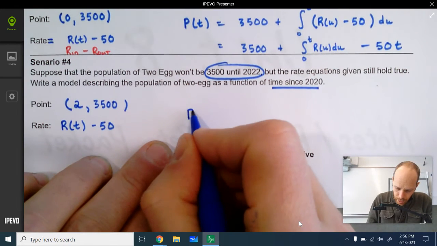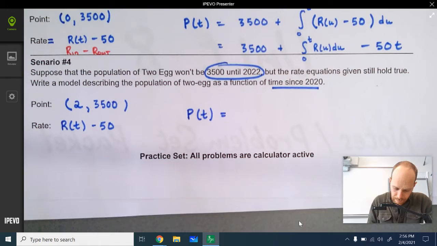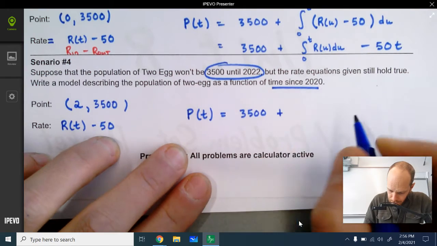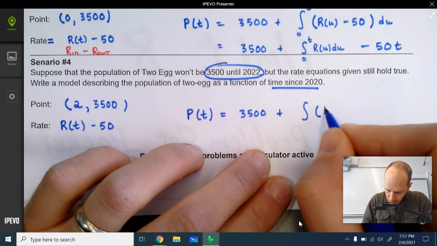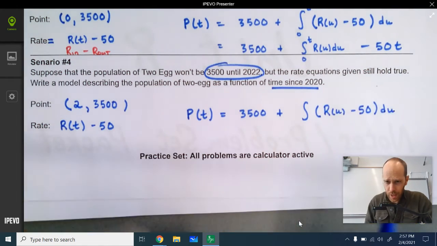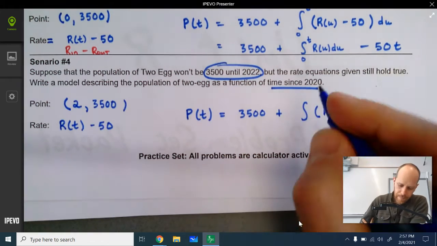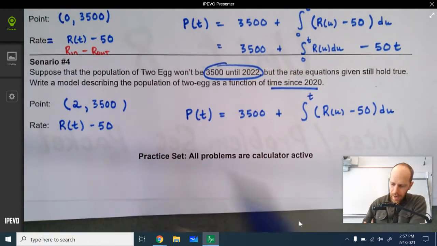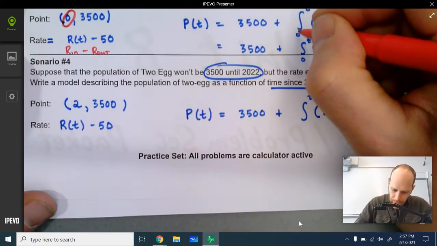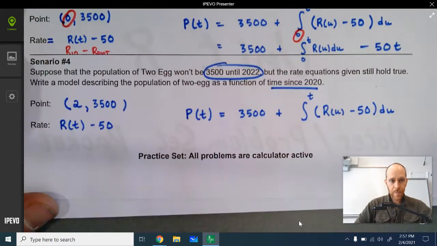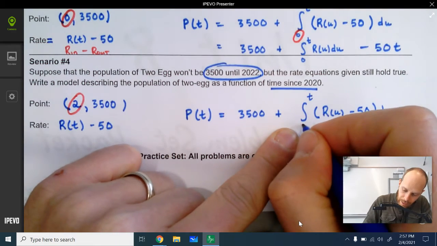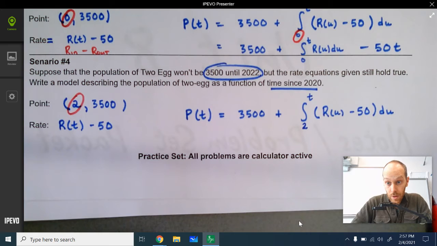Well, how is that going to change our model? I still want to start at 3,500. And I know that the rate stuff here inside the integral has not changed. So what it's going to change is here. We're still going to some unknown time. But where before, when we were starting at time 0, that meant that the integral started at time 0. Now we're starting at time 2, which means that we're not going to start accumulating here until time 2.